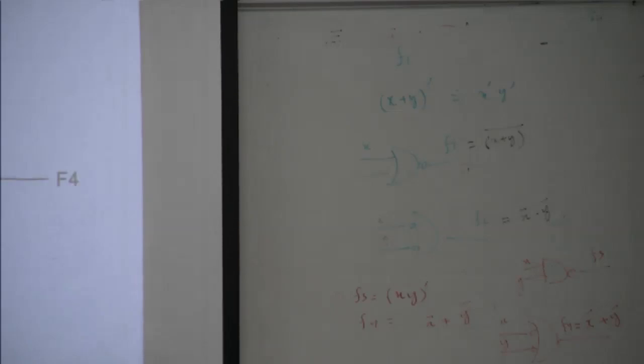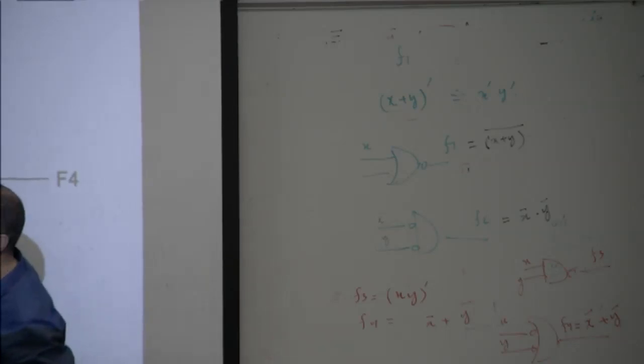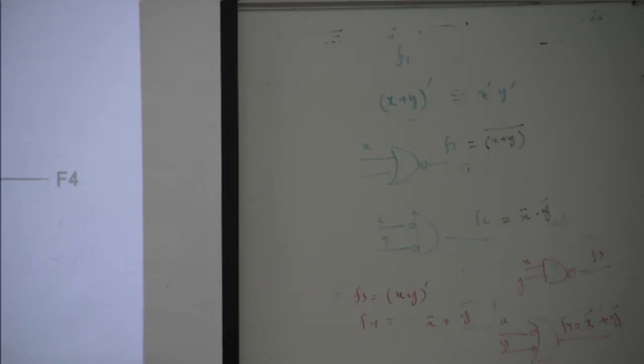Okay, now we want to analyze this logical circuit. So what is the Boolean expression of F4? What will be the output here? A bar, B bar. Can you see here? A bar, B bar. And then what will be the output of this? A bar, B bar plus C. Now what will be the output of F4? A bar, B bar plus C whole bar.